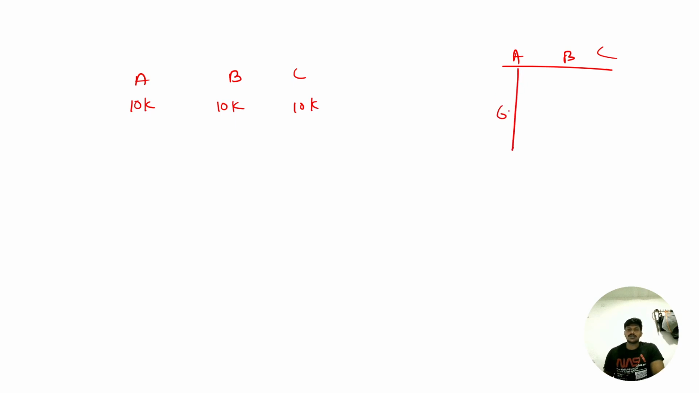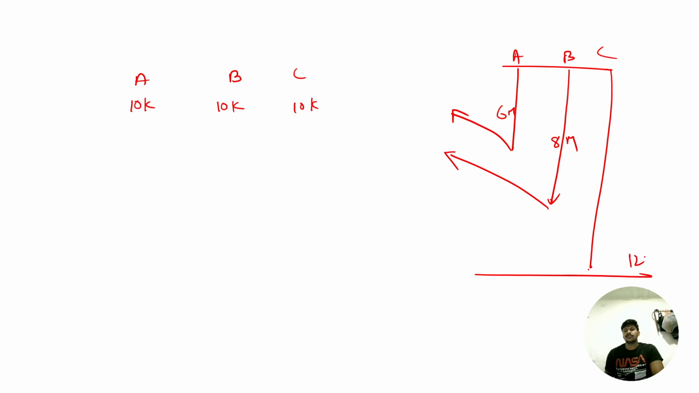Now let us take one more example. We have three friends, A, B, C. All of them started the business by investing 10K, 10K, and 10K. Now what happened is, after being in the business for 6 months, A left the business. After being in the business for 8 months, B left the business. But C is there till the end of the year.